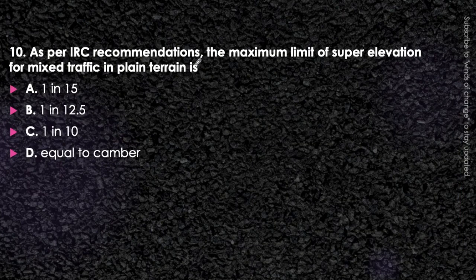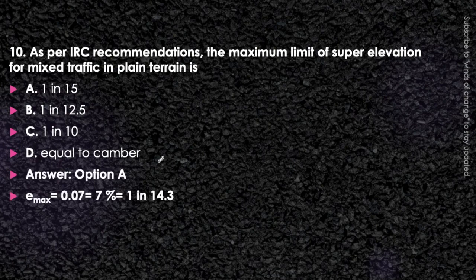As per IRC recommendations, the maximum limit of super elevation for mixed traffic in plain terrain is 1 in 15, 1 in 12.5, 1 in 10 or equal to the camber. Just think about it. Maximum limit of super elevation in plain terrain. You may know the value of rate of change of elevation, maximum value, that is 7%, that is 0.07. So the answer here will be option A, that is 1 in 15, approximately 1 in 15, because 7% is 1 in 14.3, which is being written as 1 in 15 here.